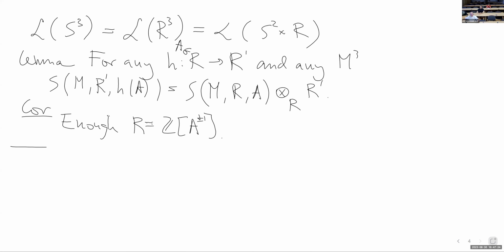Maybe for that we need another board. Wait, I have to understand the corollary. Enough for what? Well, the lemma says that if you want to compute the scale model for any ring with specified element A, any such ring is really the image of a homomorphism from Laurent polynomials over A. You're right, of course. Yes, I've got it now. Therefore, it's enough to consider those.